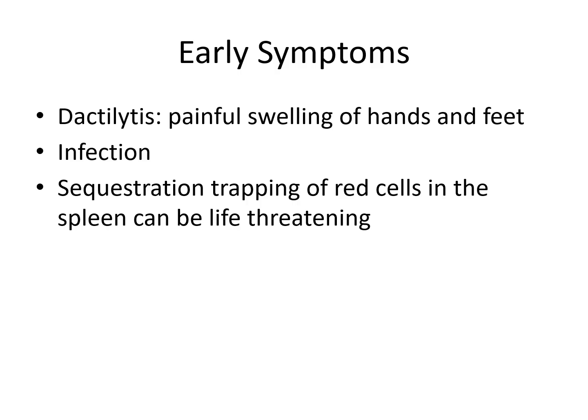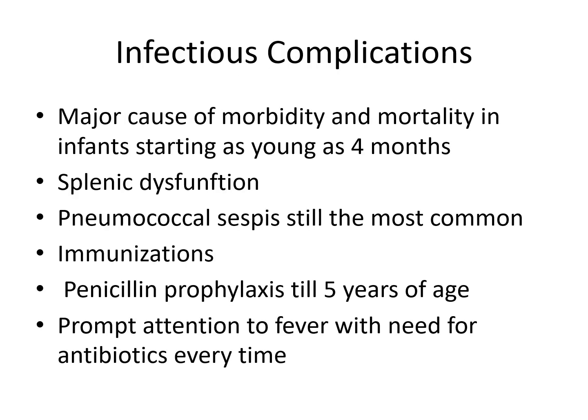These patients need prompt attention to fever and immediate institution of antibiotic therapy. In addition to risk of infection, there are other early symptoms that the families need to be educated upon. These include dactylitis and sequestration or trapping of the red cells in the spleen. As far as infection complications are concerned, these are the most important causes of morbidity and mortality in infants as young as 4 months. This is due to splenic dysfunction.